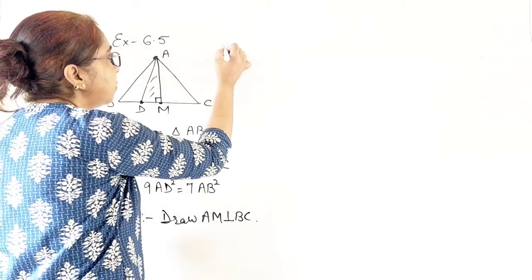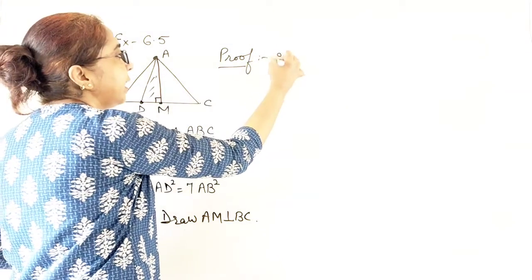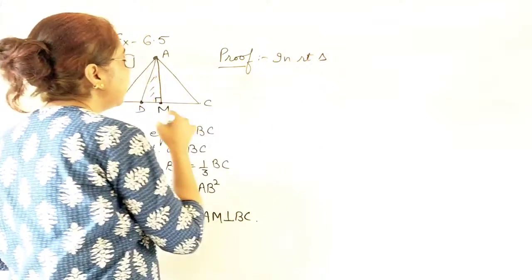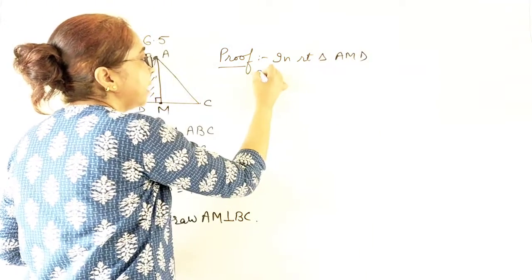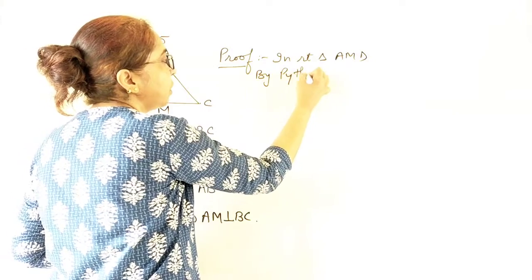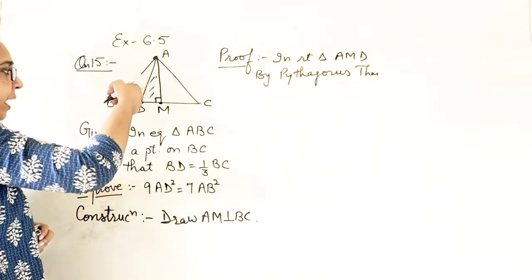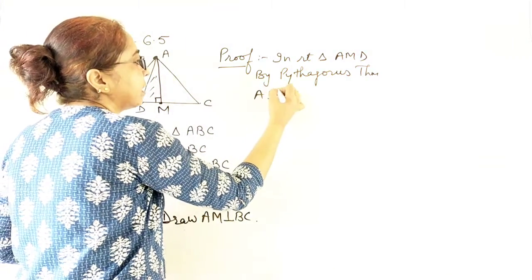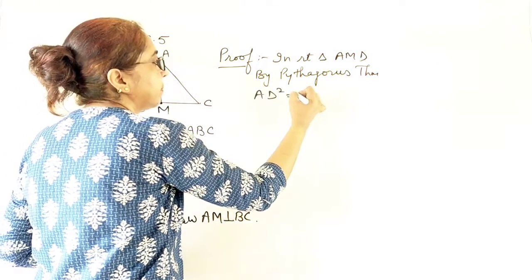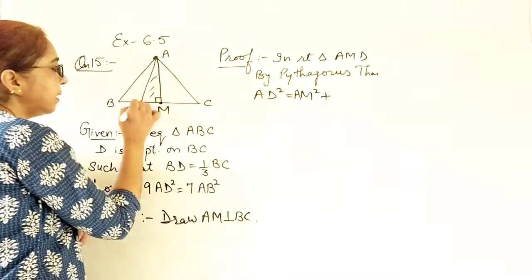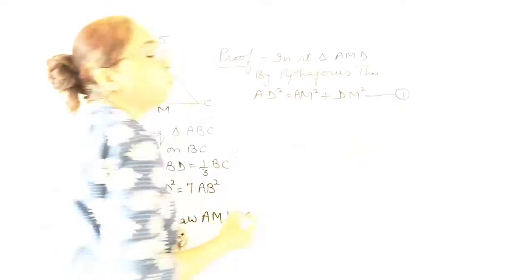So I'm starting the proof and I am taking the right triangle AMD. By Pythagoras theorem, what we have is AD square is equal to AM square plus DM square, and let's say this is number 1.